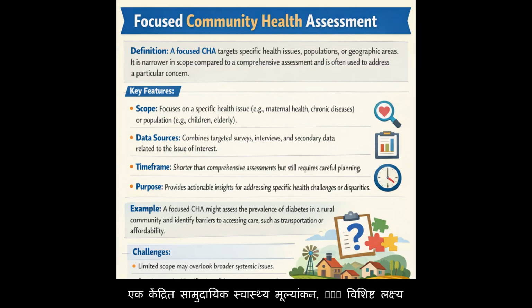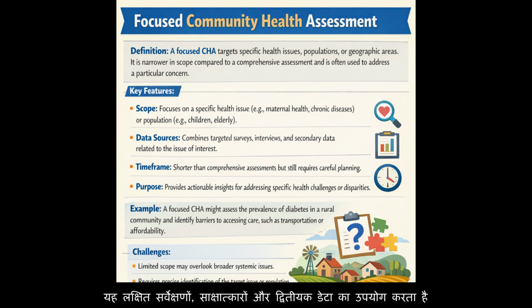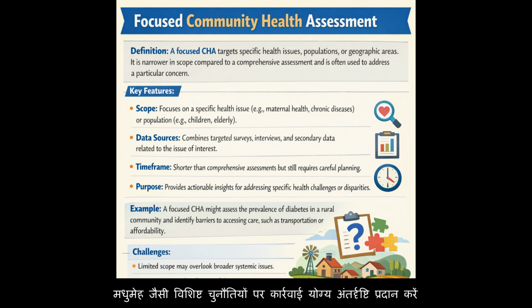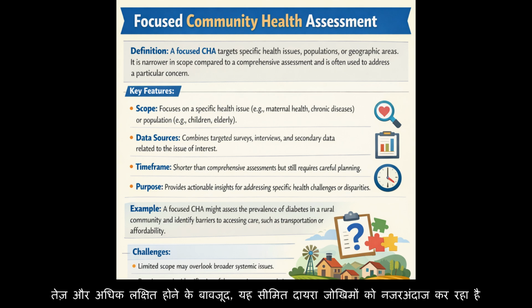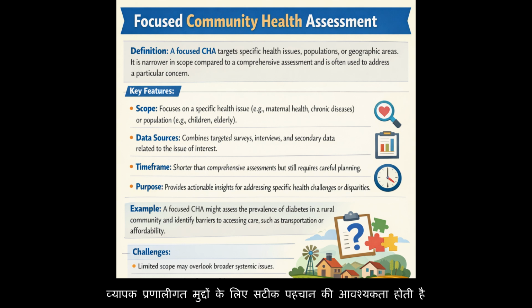A focused community health assessment, CHA, targets specific health issues, populations, or geographic areas, offering a narrower scope than comprehensive assessments. It uses targeted surveys, interviews, and secondary data to provide actionable insights on specific challenges, such as diabetes prevalence in rural areas or barriers like transportation and affordability. While faster and more targeted, its limited scope risks overlooking broader systemic issues, requiring precise identification of the target population or concern.